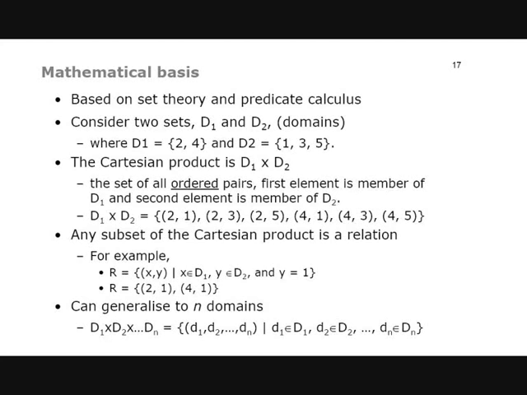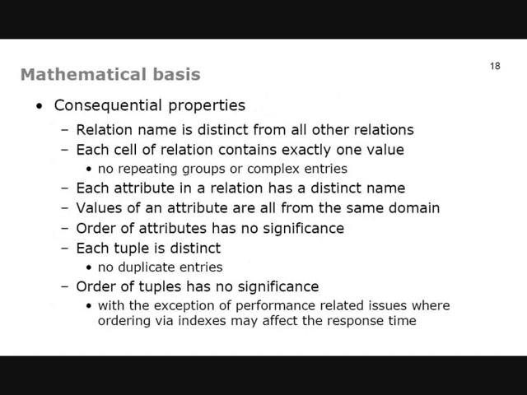So why does that matter in terms of the relational model? Well, there are a number of properties of a relation in maths that are important to the relational model. The first one is that the relation name is distinct from all other relations. So in the context of a database, a relation or a table has to have a distinct name. All of the relations may have their own distinct name.